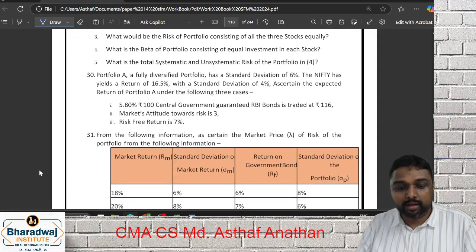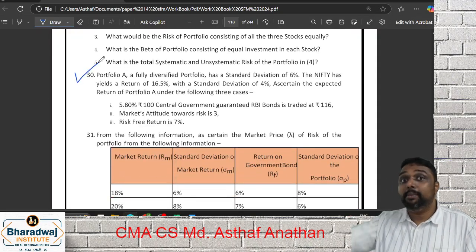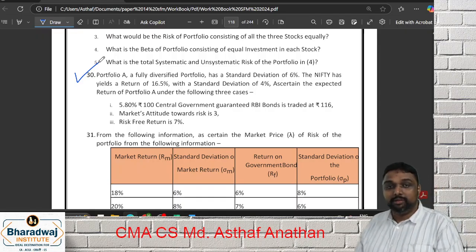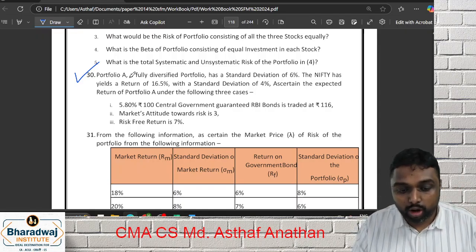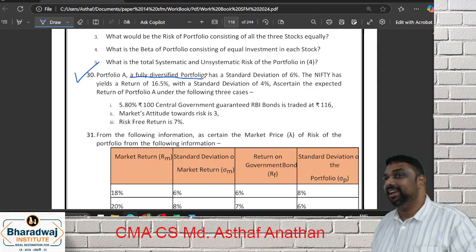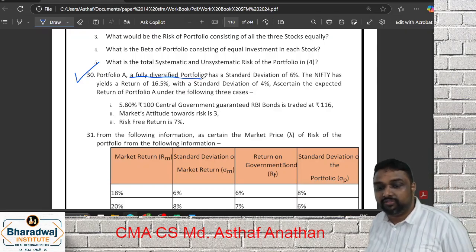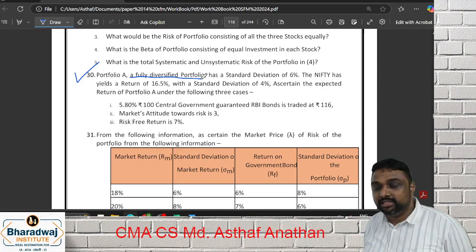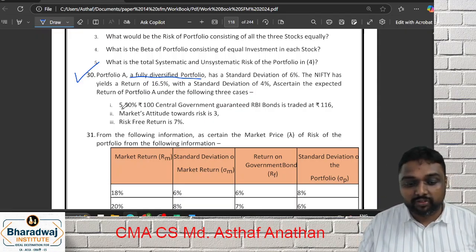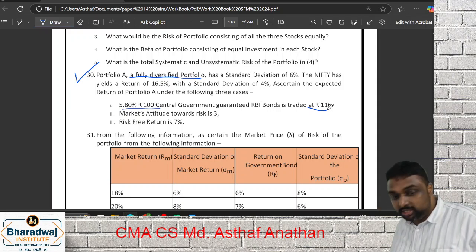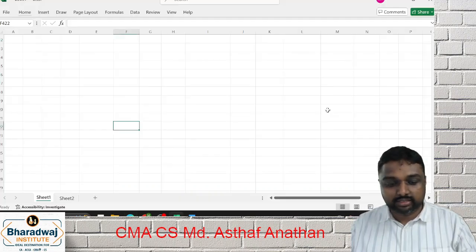So this is an example for what? Our CML method. What is the CML method? A portfolio fully diversified. See the point? Fully diversified. Standard deviation 6, Nifty is 16.5. Ascertain the expected return. See here, RF is not given. 5.8 100 is selling at what? 116. So how do you do this? One part alone we will discuss now.